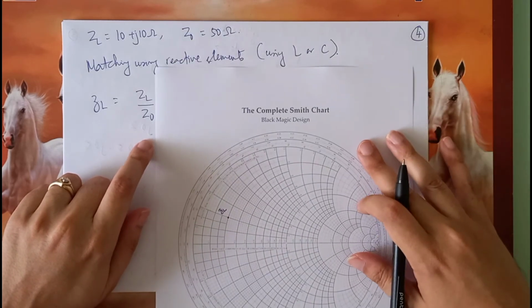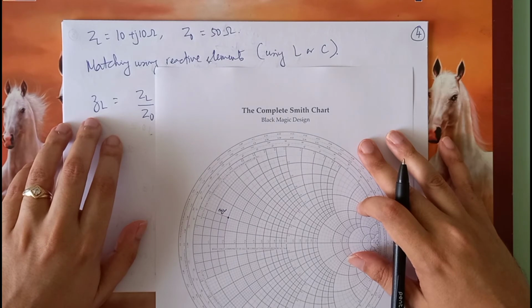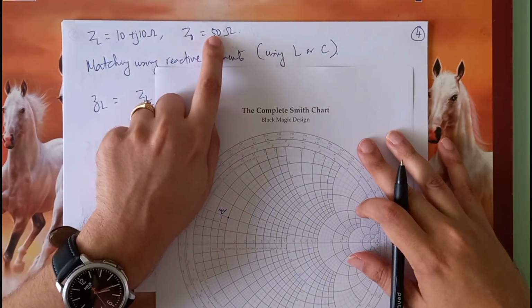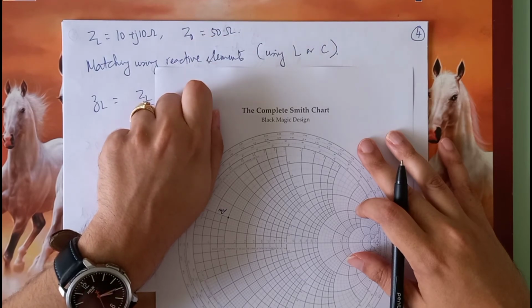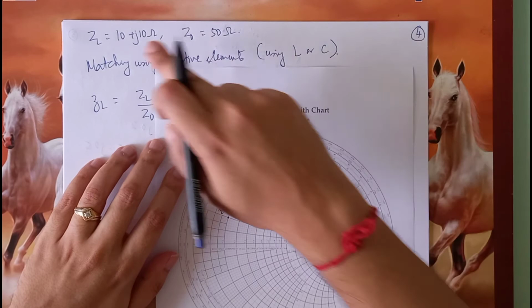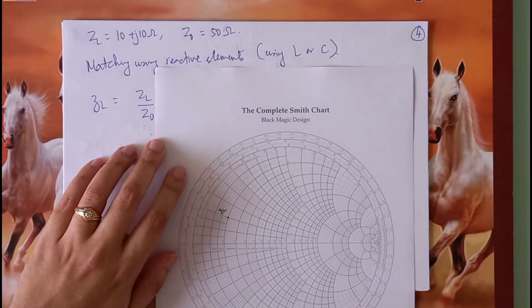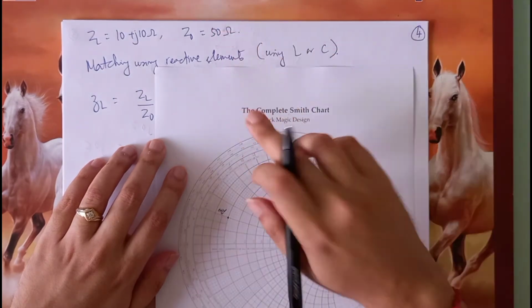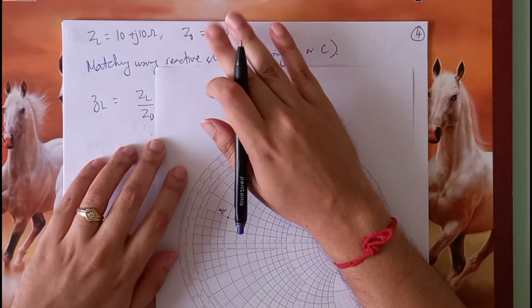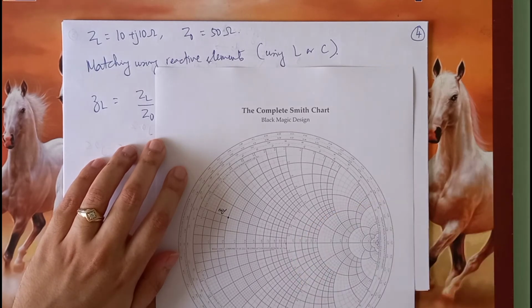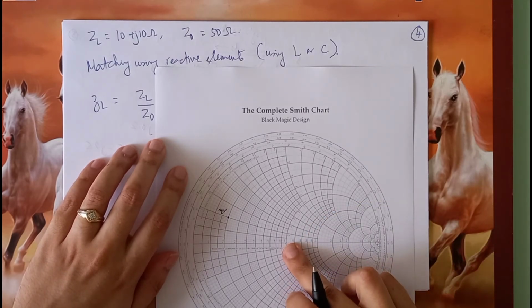Now, let us not forget the bigger picture. We wish to match this load to a line of 50 ohms. So therefore, in some sense, I have to move from this point to this point. Now, where is 50 ohm on the Smith chart? So 50 ohm corresponds to a normalized impedance of 1. So therefore, this is the point. This is the point where we have to reach.